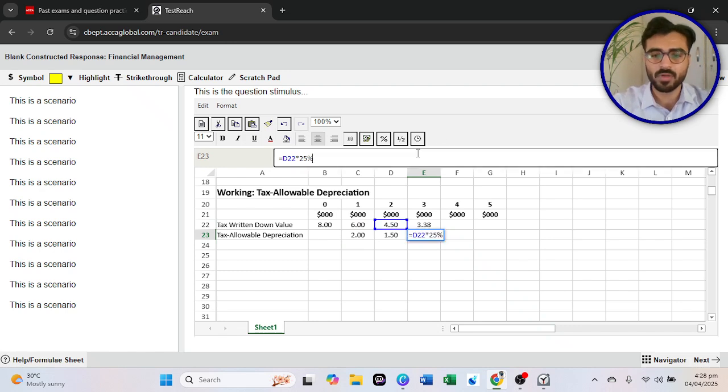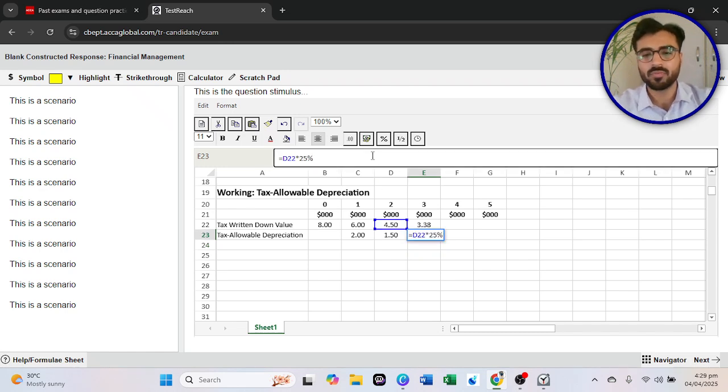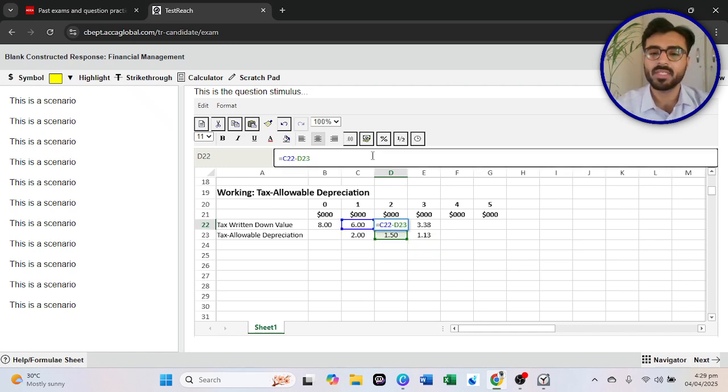So 4.5 multiplied by 25% in the last cell. Yeah, 4.5 is what? This must be the opening tax written down value. So let's see how 4.5 has been calculated. 6000 minus 1.5 thousand, that year's depreciation charge. So yeah, we have calculated our figures correctly.